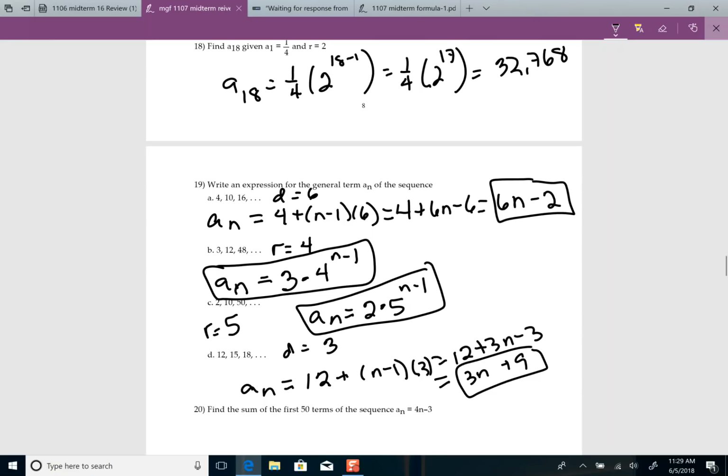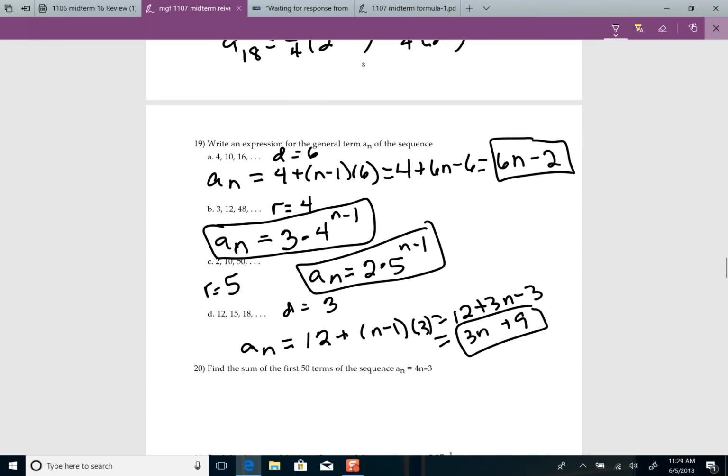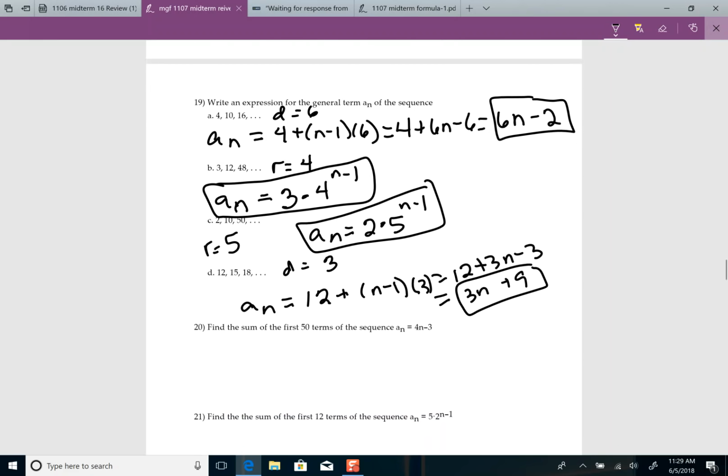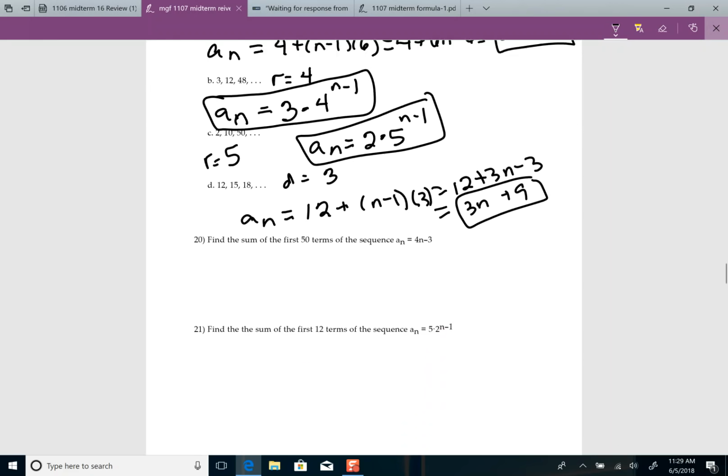And again, remember we talked about checking. You can plug in 1. 3 and 9 gives me 12. I can put in 2. 6 and 9 gives me 15. 9 and 9 gives me 18. So I do like that you can check it. That would make me feel better as a student, so I encourage you to do that.